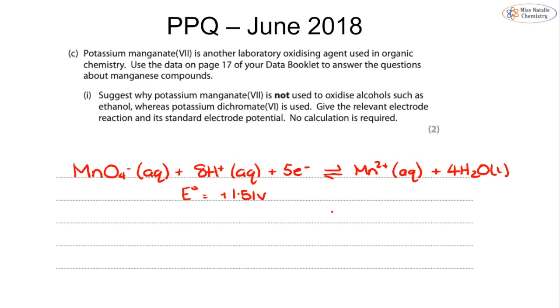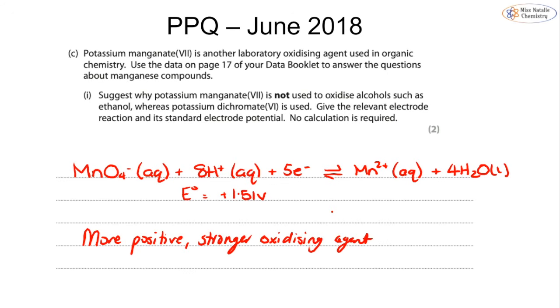And now we want to look at why this one is not used in comparison to the other one. And what we see is that this has a more positive E0 value. Because it's more positive, that tells us that it is a stronger oxidizing agent.